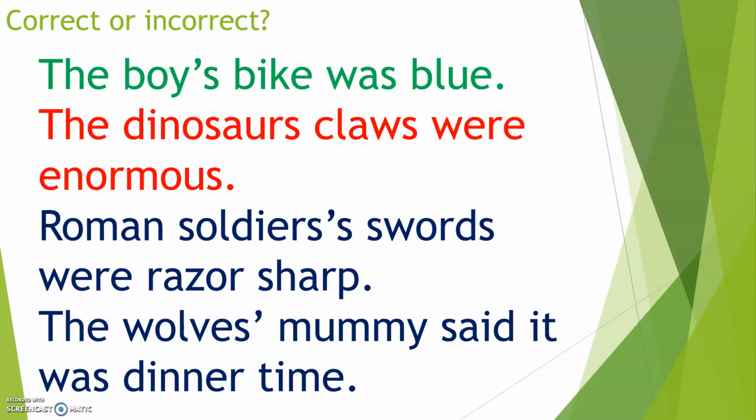The next one, the Roman soldiers' swords were razor sharp. Well, we've got an apostrophe S this time that's telling you that it's belonging to the Roman soldiers. It already has an S after soldier, sorry. So it's telling you there's more than one soldier there. So it's a plural noun and they're owning the swords. Well, as we know, if it's a plural noun and it ends in an S, we should just have an apostrophe, not an apostrophe S. So therefore, this one is wrong, and it should be the Roman soldiers, apostrophe, no S, swords are razor sharp.